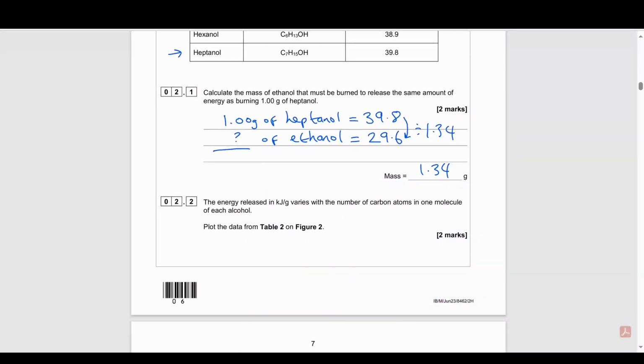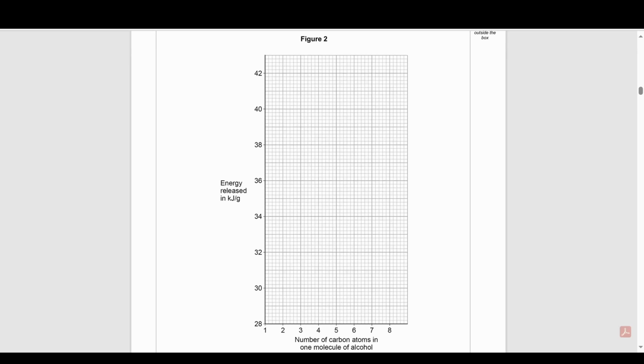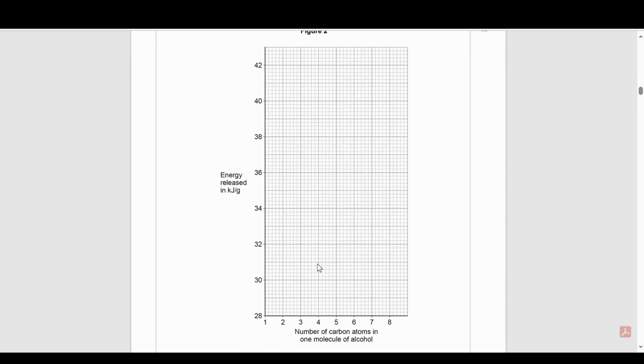The energy released in kilojoules per gram varies with the number of carbon atoms in one molecule of each alcohol. Plot the data from table 2 on figure 2. So figure 2 is our graph here. So we'll need to use our table as well as the graph to plot the results. Now, thinking about what's on our x-axis, it's the number of carbon atoms in one molecule of alcohol. So we've got to start with ethanol and look at the middle column in our table, because that gives us the formula of the alcohol. So with ethanol, it has 2 carbon atoms.